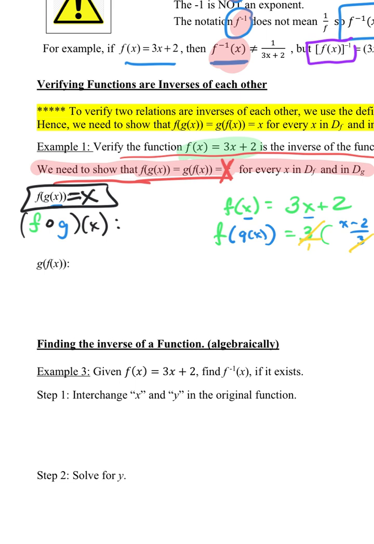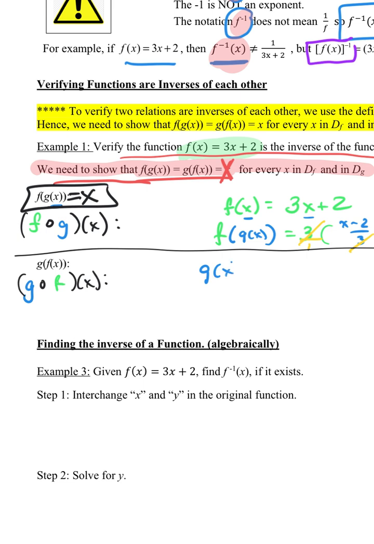But we still have to show that g composed with f, where our input is x, is also equal to x. So let's go ahead and do that. I start with my outside function, g of x. And everywhere I see an x, I'm going to input f of x. So f of x is what?